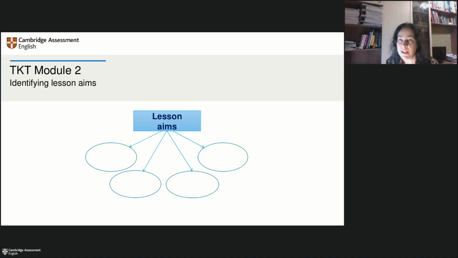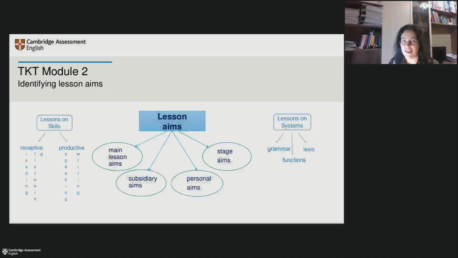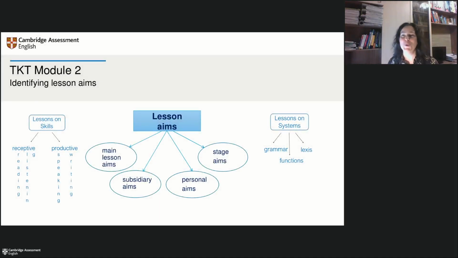Of course, we can set short-term goals for just this lesson, for a series of lessons, and longer term goals for the whole course, what our students will have achieved by the end of the course. Very good. Academic, interesting. Okay, great. So let me just highlight what I think about aims and what the TKT handbook recommends keeping in mind.